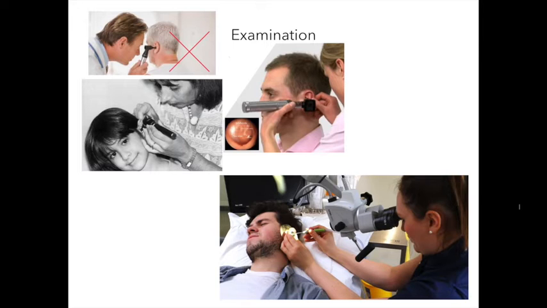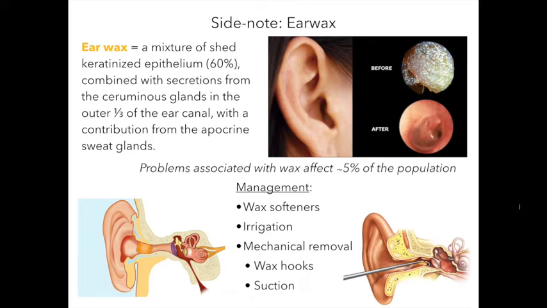We also have microscopes that we can use, and they allow us to perform interventions while examining, as you see in the bottom image here. The trouble is sometimes you look down the ear canal and all you see is earwax. It's actually a problem that affects about 5% of the population to the point where they do need to come seek help. So what is earwax?